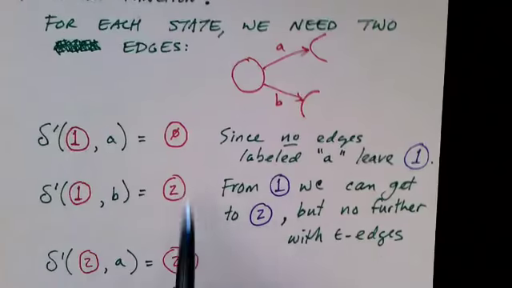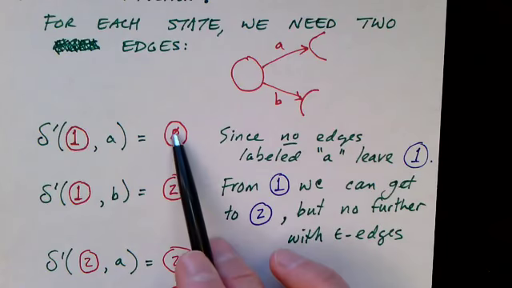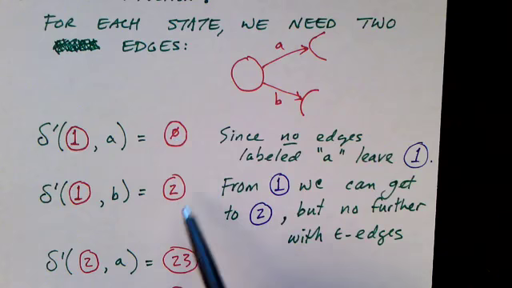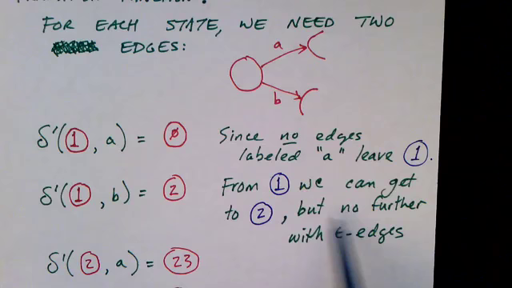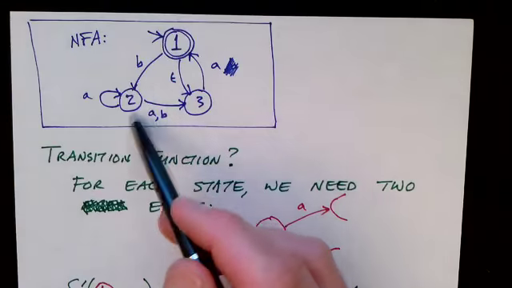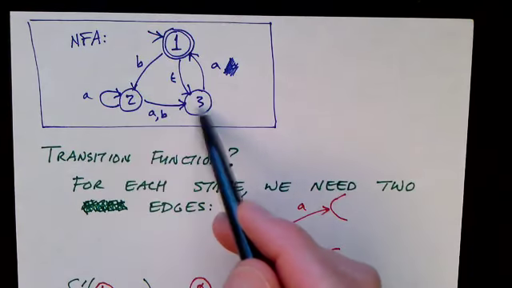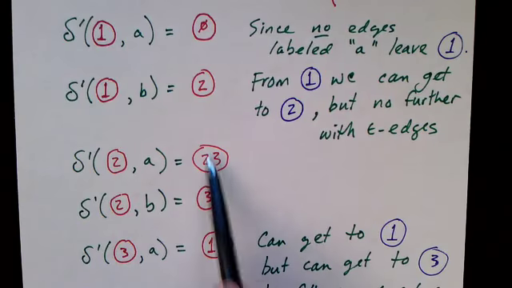Since there are no edges labeled A leaving 1, we go to the empty state, if you will. And from 1, if we get a B, we go to 2. And there are no epsilon edges out of 2, so we stay there. We don't add anything. From 2, if we get an A, let's see where we go. If we're in 2 and we get an A, we stay in 2, or we can go to 3. So {2, 3}. If we get a B, we go to 3. So {2, 3} and {3}.